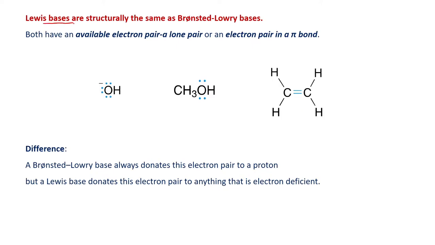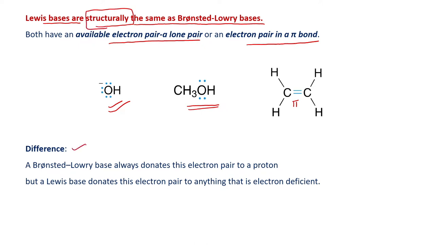So Lewis bases are the species which are structurally the same as Bronsted-Lowry bases. In the Bronsted-Lowry bases definition we studied, they have an available electron pair, a lone pair or an electron pair in a pi bond system. So in Bronsted-Lowry bases, we studied examples like hydroxide having a negative charge, methanol having a lone pair of electrons, and ethylene having a pi bond system. The same definition and the same examples apply for Lewis bases. So these Bronsted-Lowry bases and Lewis bases are structurally the same.